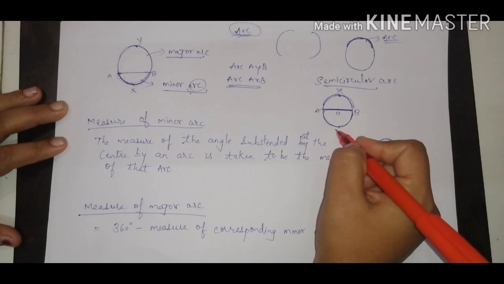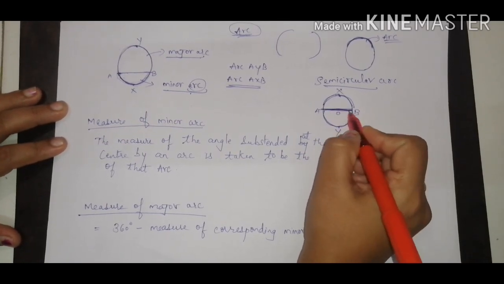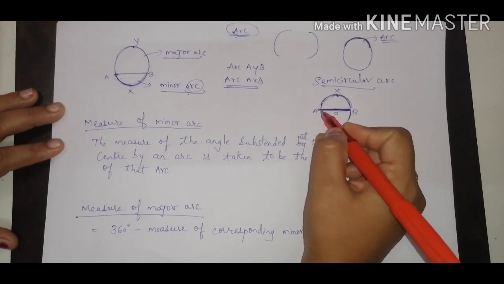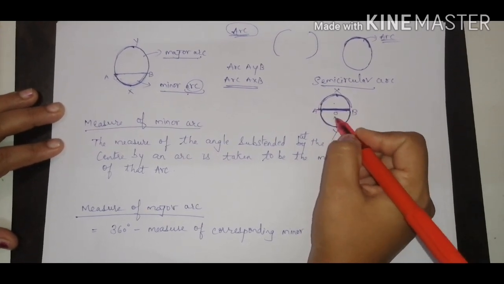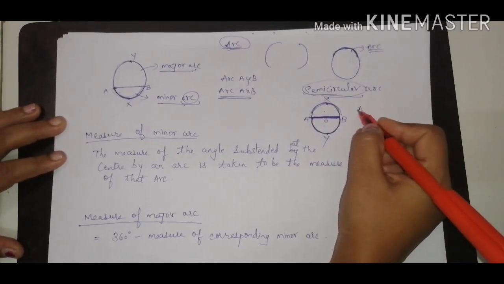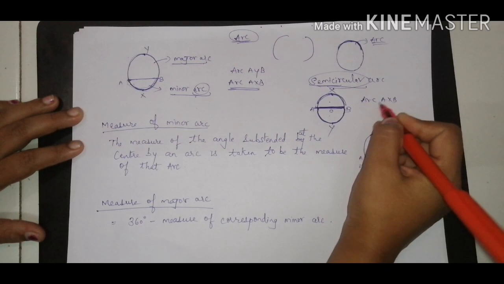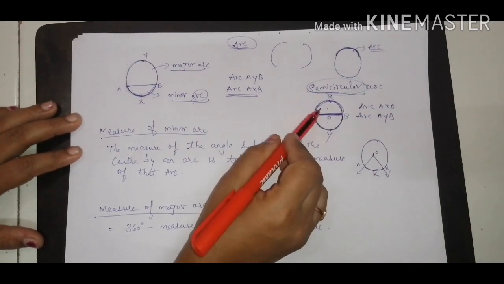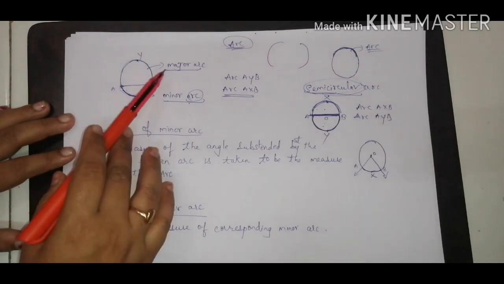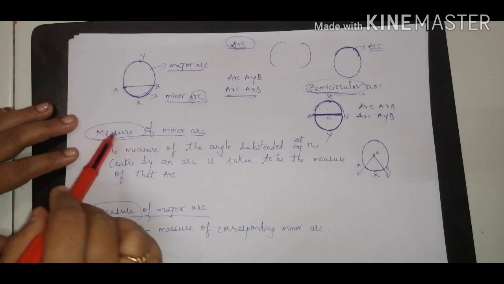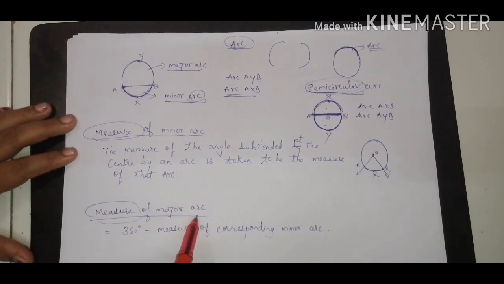Suppose I put X here and Y here. Since the diameter AB is drawn exactly through the center, the circle gets divided into two equal halves. These are called semicircular arcs: arc AXB and arc AYB. Exactly half arcs are called semicircular arcs. So after major, minor and semicircular arcs, let's see the measures of these: the measure of a minor arc and the measure of a major arc.